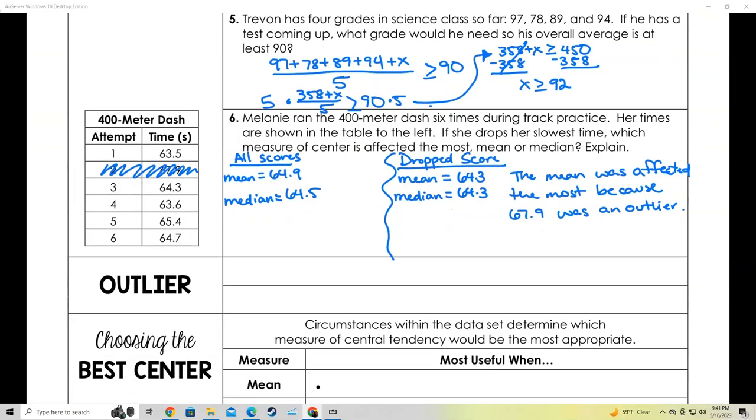What is an outlier? An outlier is a data value that is much smaller or much larger than the others.